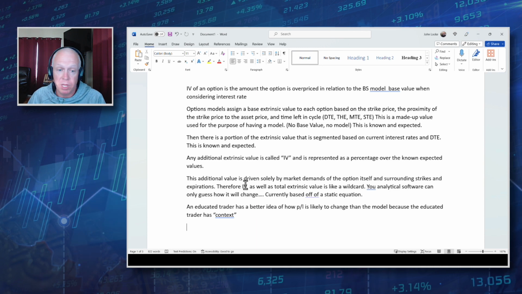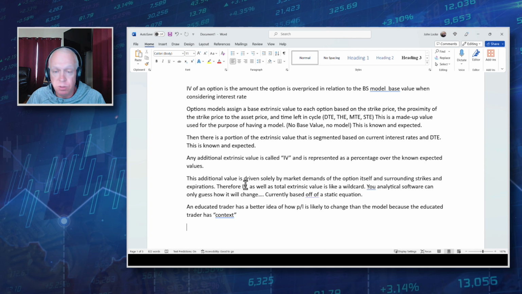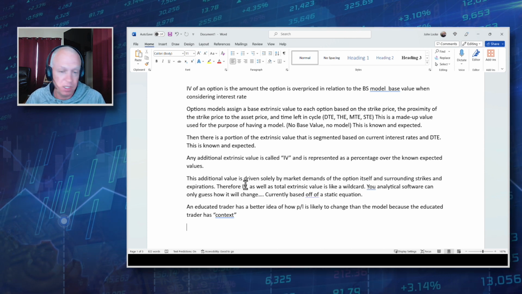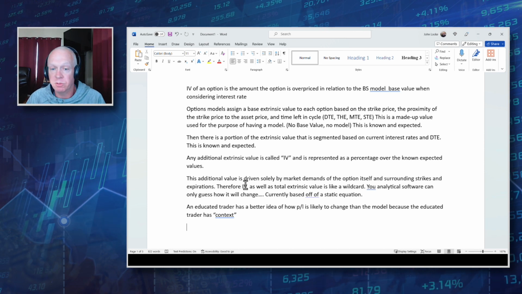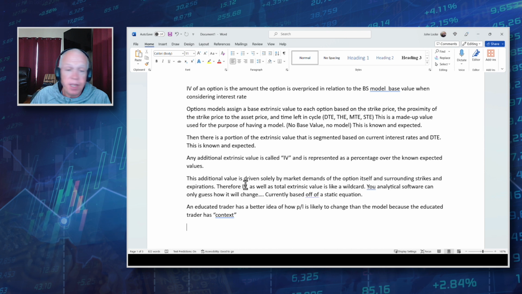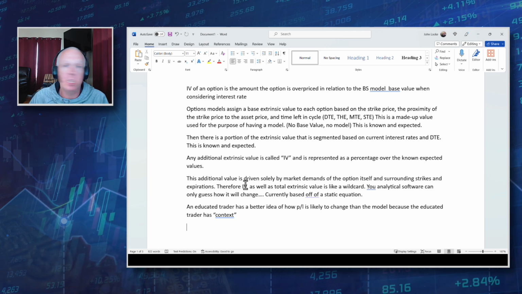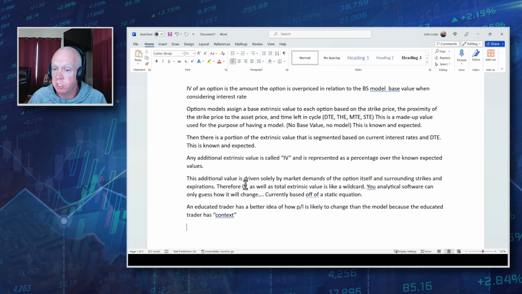But the actual implied volatility movement is going to be completely unknown, and that's going to be based off the news. It's going to be based on, like I said, the attitudes of the traders and what they're expecting and so forth, and how well we understand what's going on in the marketplace and all those other things. So that being the case, an educated trader actually has a better idea of how profit and loss in an option or a specific position is likely to change.